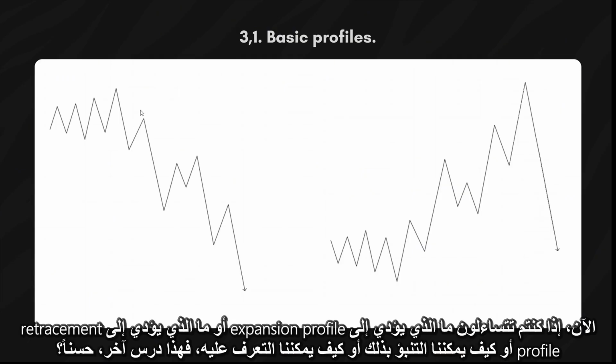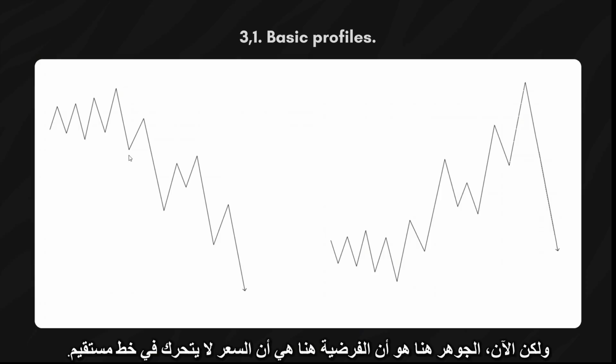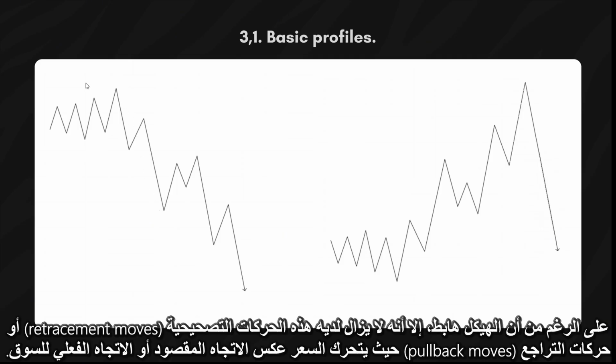Now if you're wondering what leads to an expansion profile, or what leads to a retracement profile, or how we can predict or recognize that, then that's another lesson, and I'll explain that to you in later chapters. But for now, the premise here is that price does not move in a straight line. Even though the structure is bearish, it still has these retracement moves, or pullback moves, where price goes against the actual direction of the market.